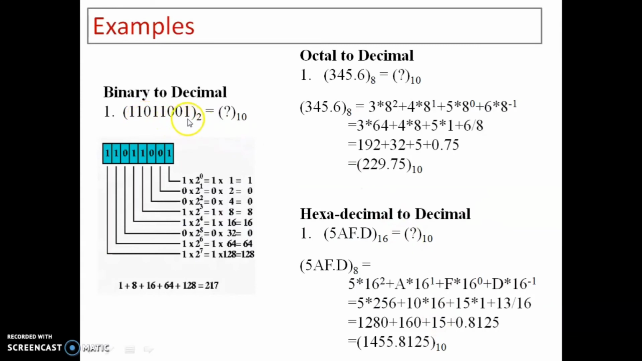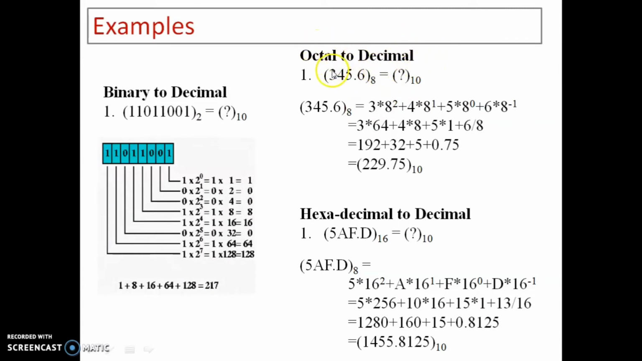Here also we have one binary number. This one is in the unit place. So 1 into 2 to the power of 0. 0 is in the 10 place. 0 into 2 to the power of 1. And so on. The last digit is 1 into 2 to the power of 7. Perform the multiplication and add the numbers. We get the number 217, which is the decimal equivalent of this given binary number. In the same way, let us convert octal to decimal.